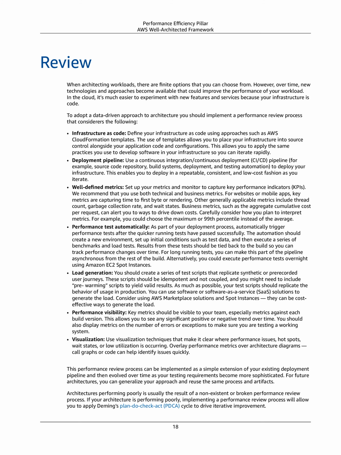This performance review process can be implemented as a simple extension of your existing deployment pipeline and then evolved over time as your testing requirements become more sophisticated. For future architectures, you can generalize your approach and reuse the same process and artifacts. Architectures performing poorly is usually the result of a non-existent or broken performance review process. If your architecture is performing poorly, implementing a performance review process will allow you to apply Deming's Plan Do Check Act (PDCA) cycle to drive iterative improvement.